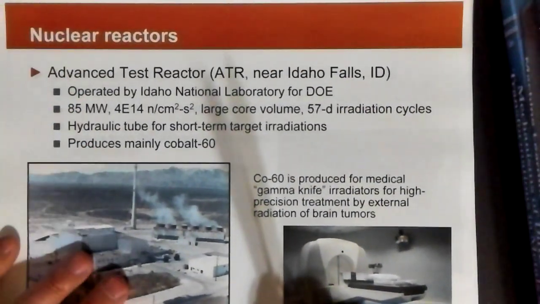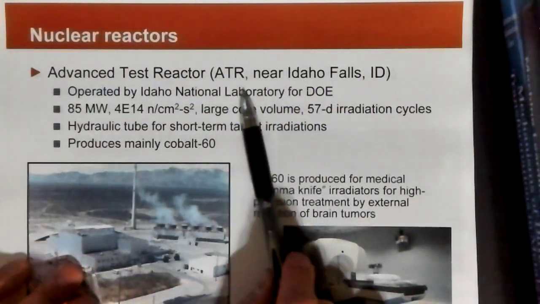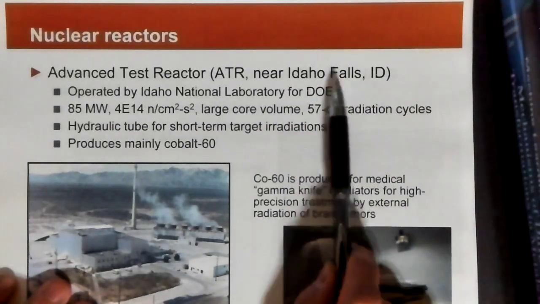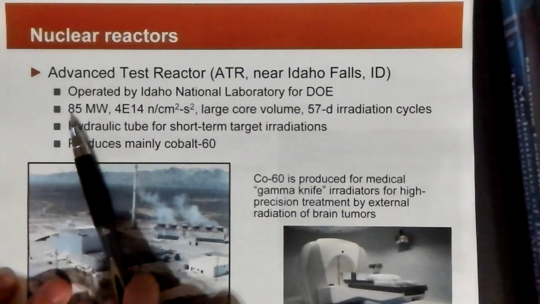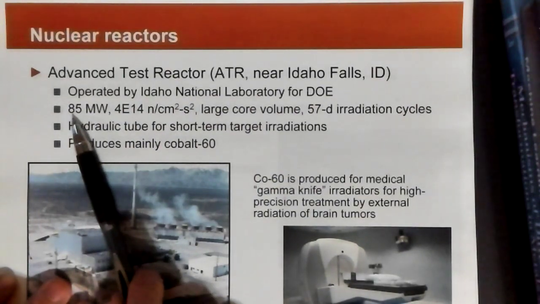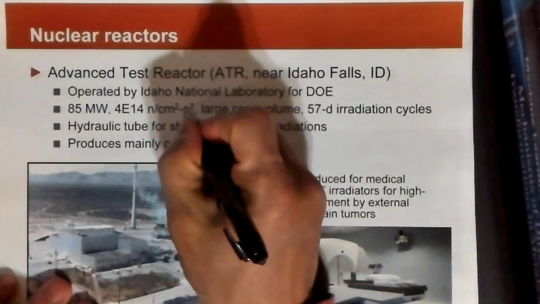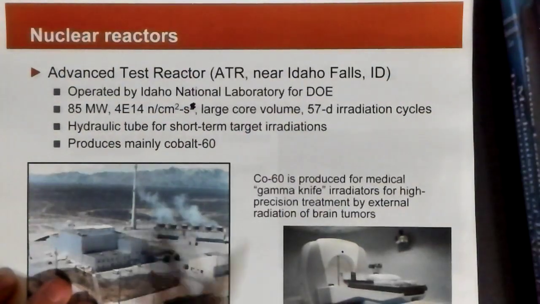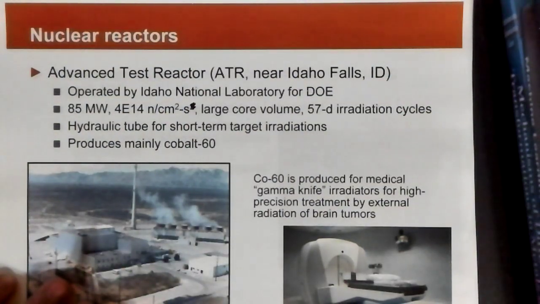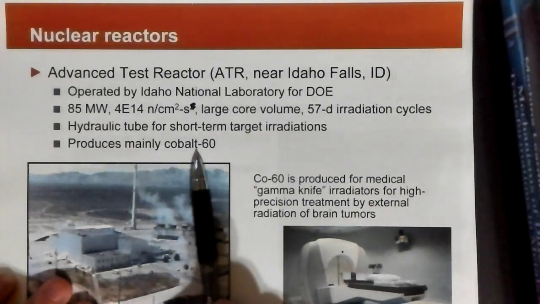Some other nuclear reactors. One, also still in operation, is the Advanced Test Reactor near Idaho Falls. It's operated by the Idaho National Laboratory for the Department of Energy. It's also 85 megawatts, with a somewhat smaller flux of neutrons, 4 times 10 to the 14 neutrons per square centimeter per second. And this one produces mainly cobalt-60.